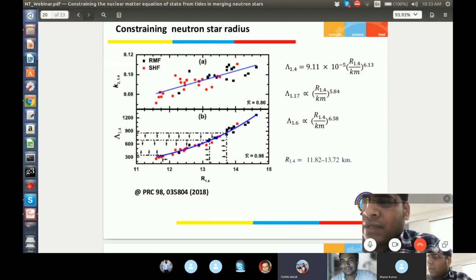Another thing is, why do we calculate only the K2, not K for something like that? Is there any physical significance of K2?